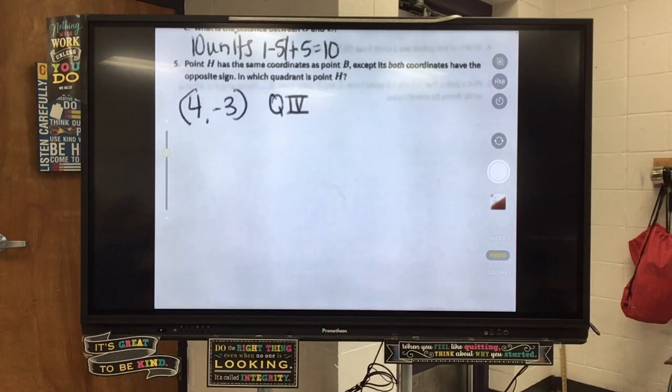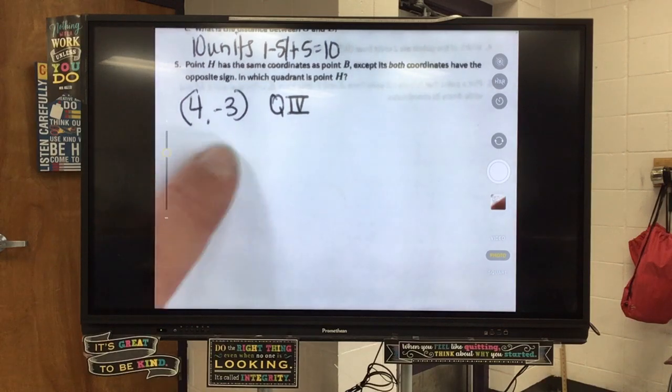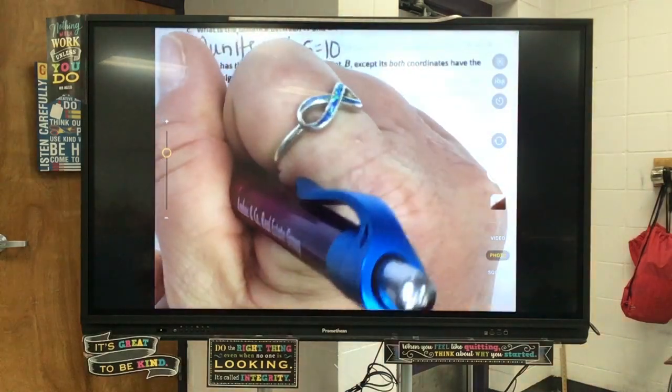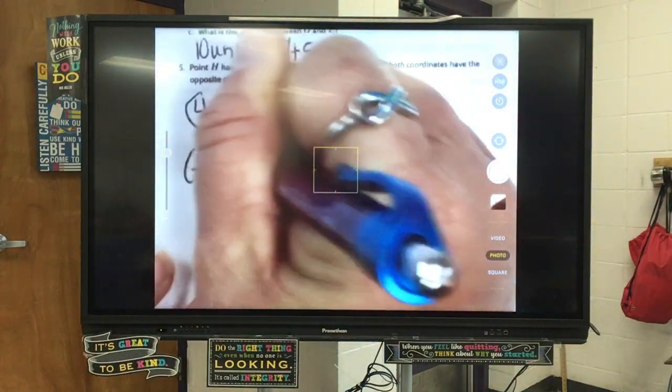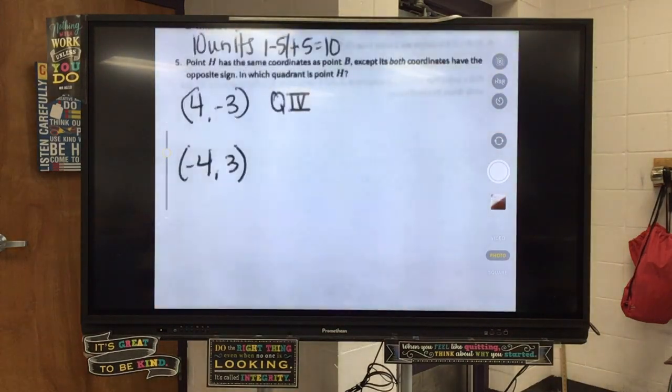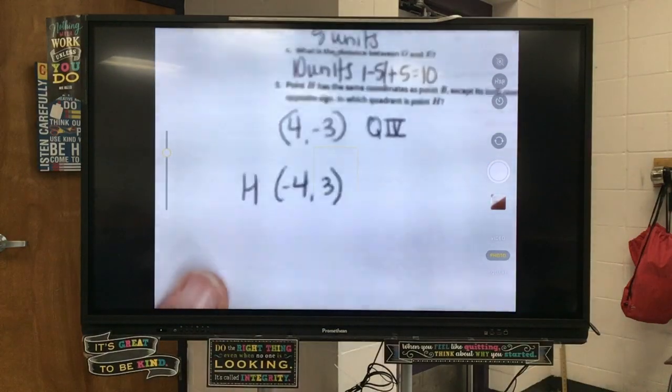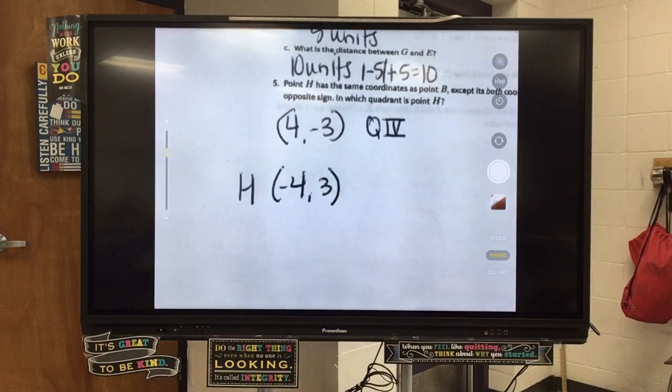So what is H? What are the coordinates going to look like? So what are the opposites of 4 and -3? -4, +3. All right, so -4 and a +3. All right, so this is H. Let me write this right here so we know. So I'm just going to simply go over to my coordinate plane and graph it, put it on there, and identify the quadrant.